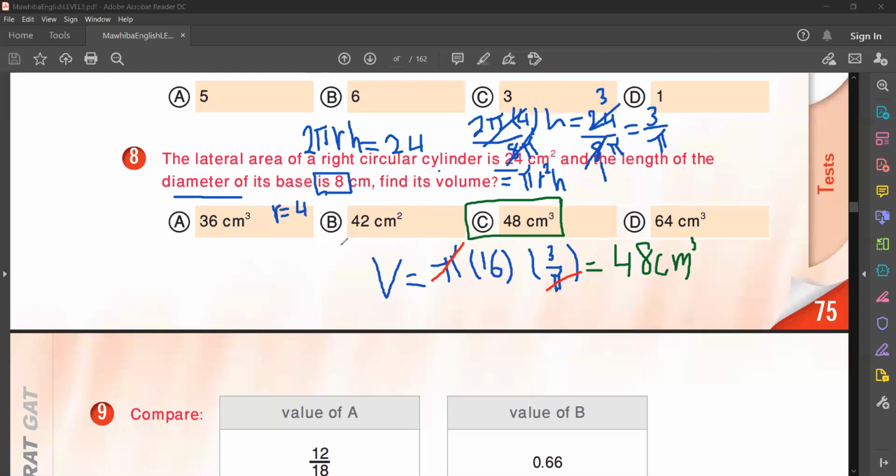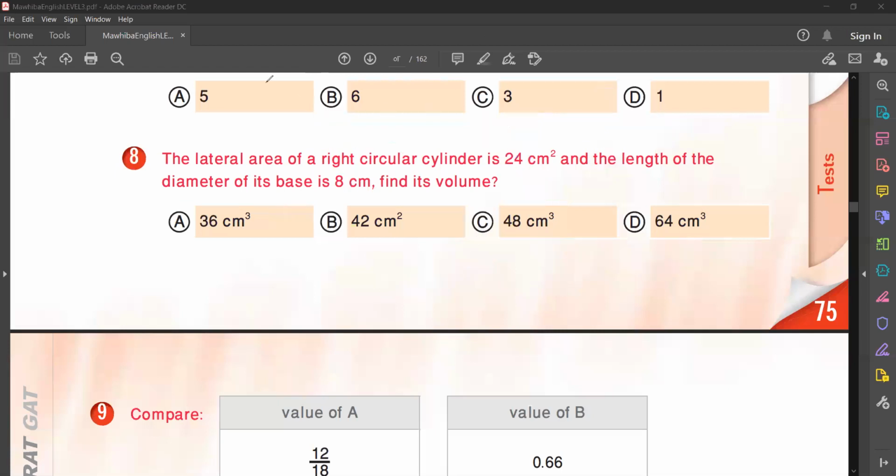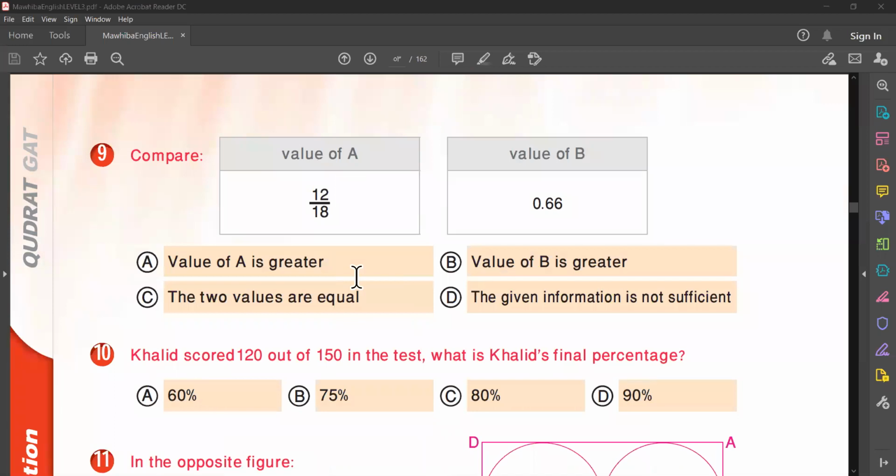So now, okay, this is number 9. Compare between the two values of A and value of B. How do I compare between two values? We can write here 0.66. I can write it as a fraction, 66 over what? 100, right? Then how do I compare between them? You can multiply it like this, or you can simplify. If you have big numbers, you can simplify first, then multiply across.